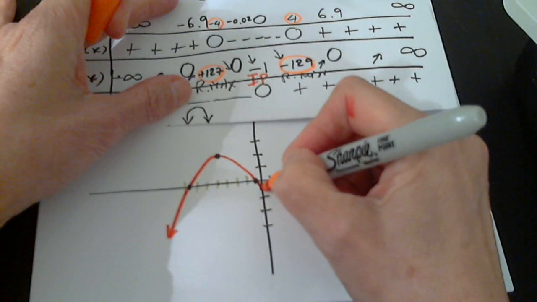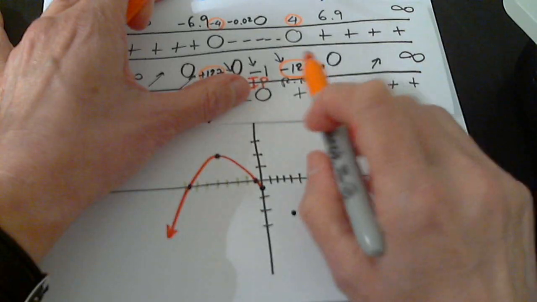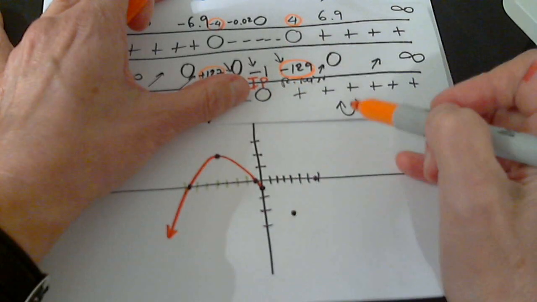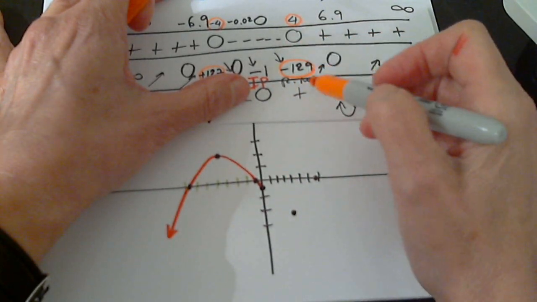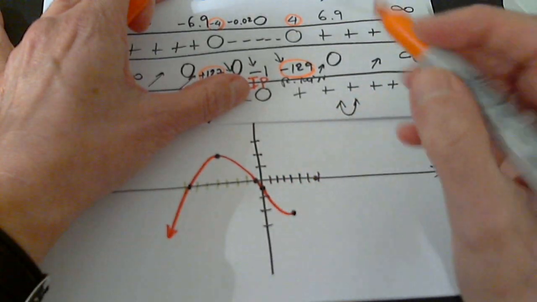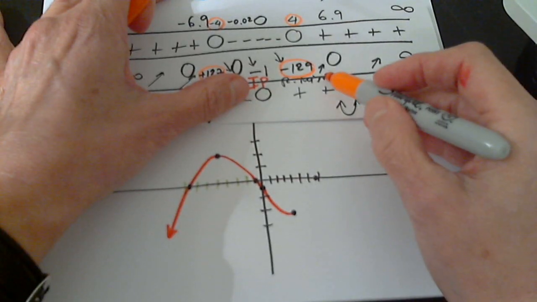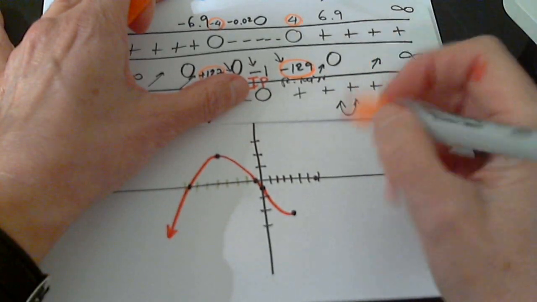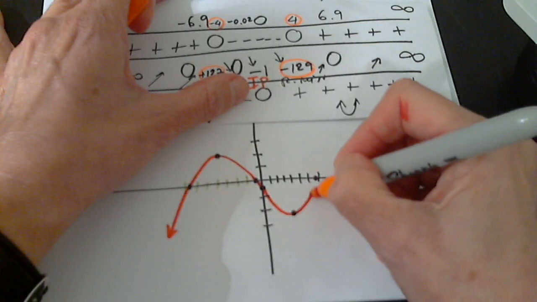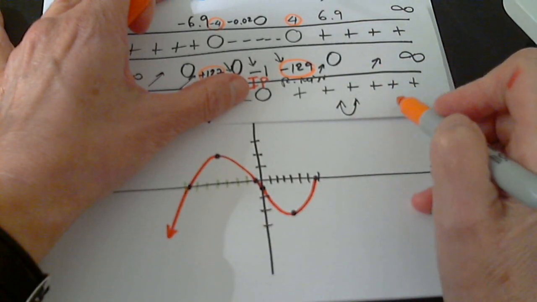At this point, the function changes concavity, continues to decrease, opening upward to the relative minimum. Still opening upward, increases to the next x-intercept. Continues to increase to positive infinity, opening up.